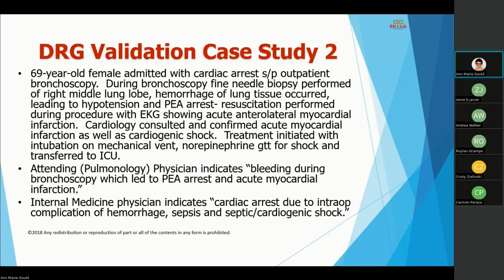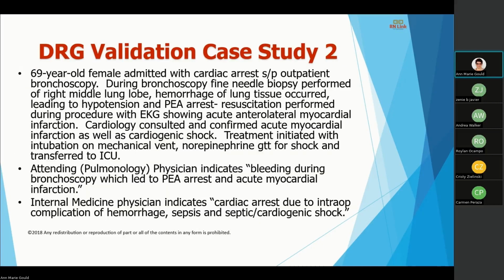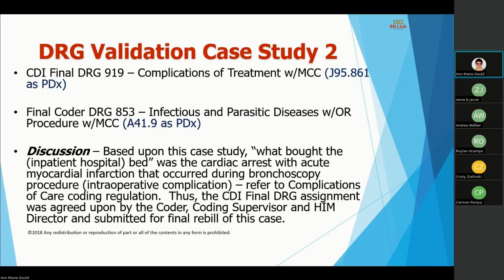So the attending physician on this case, the pulmonologist, indicates bleeding during bronchoscopy, which led to PEA arrest and acute myocardial infarction. The internal med physician indicates cardiac arrest due to intra-op complication of hemorrhage, sepsis, and septic cardiogenic shock. So, with all that information in there, this is what we looked at.